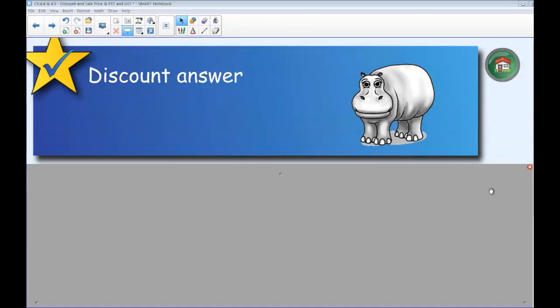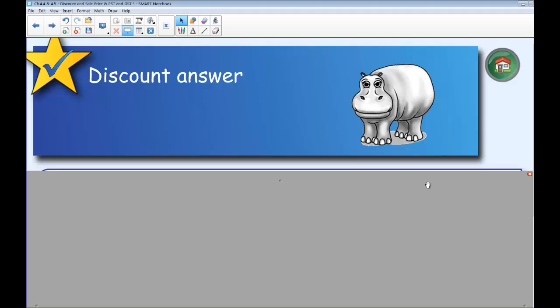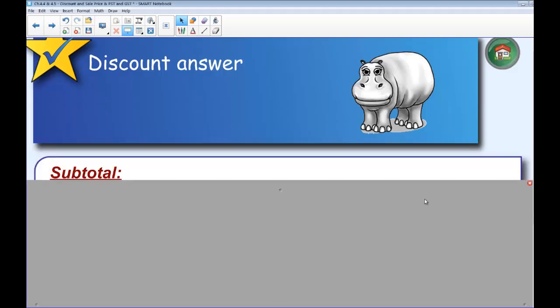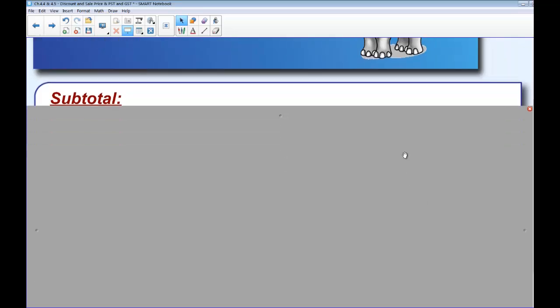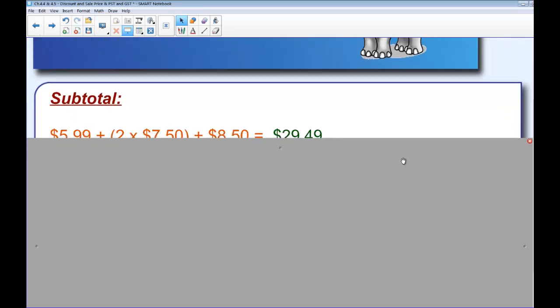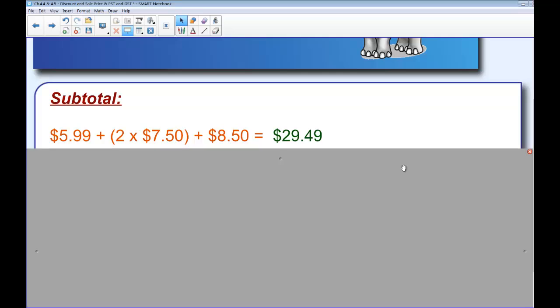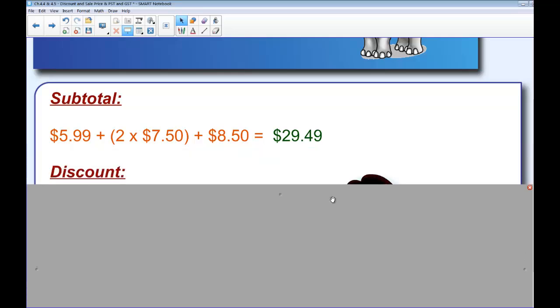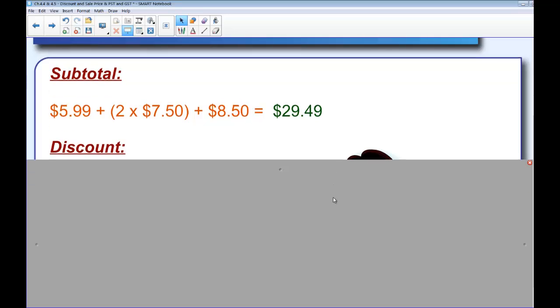So first of all, in this question, we need to find out the subtotal, which is the amount before any of the discounts. Haley had bought one item at $5.99, 2 at $7.50, and 1 at $8.50. So when you total up that price, it's simply add them up and you get $29.49.